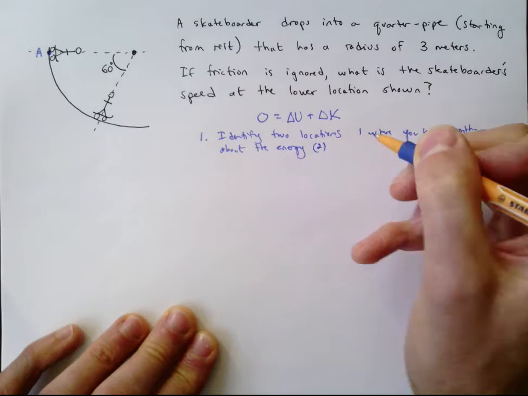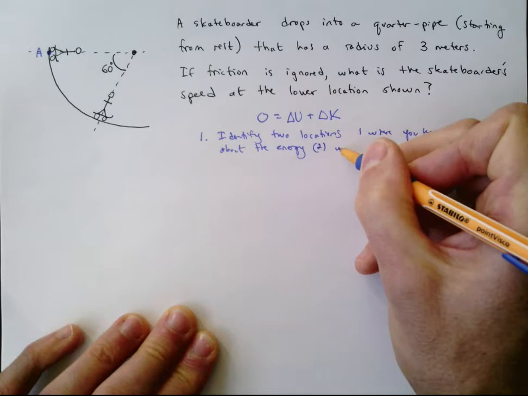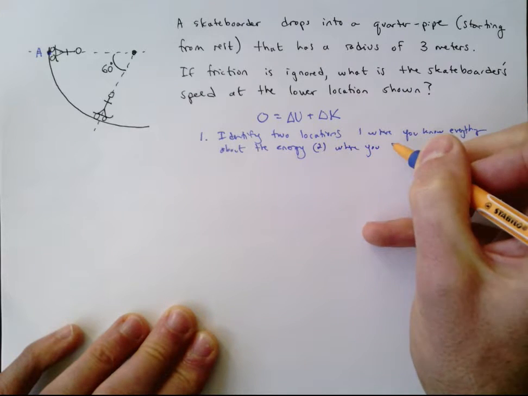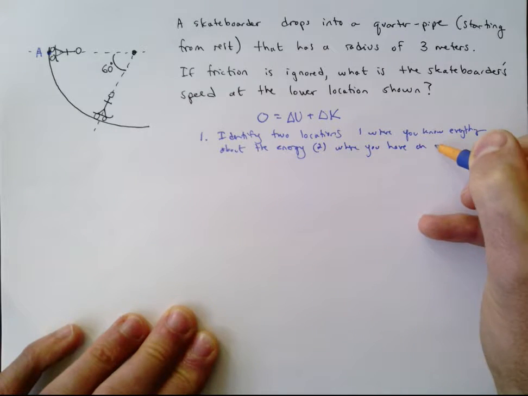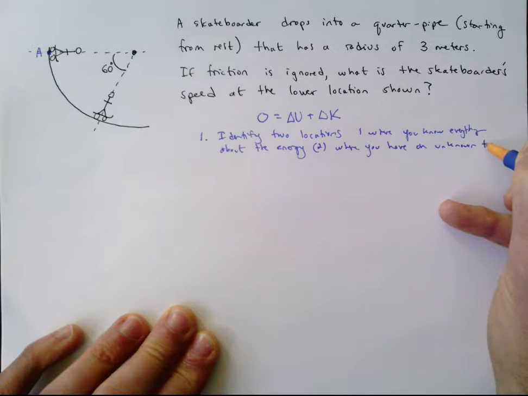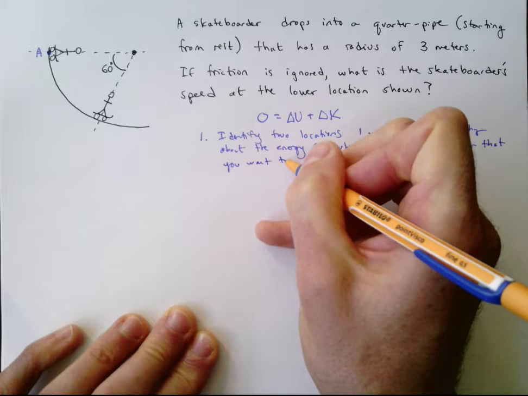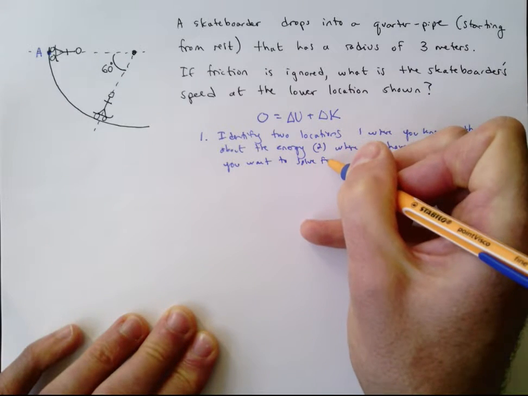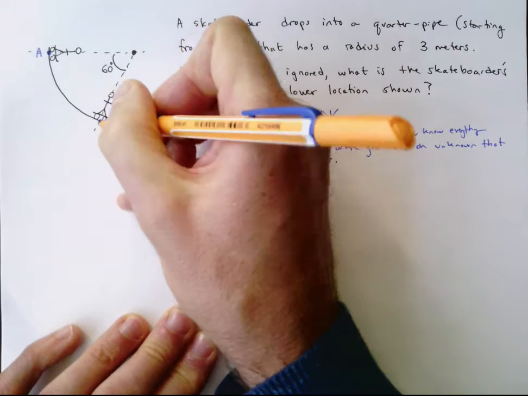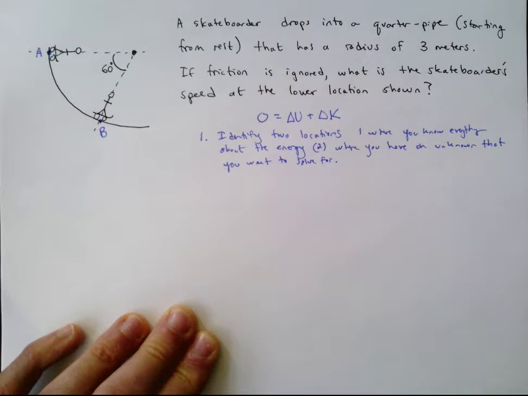The second location is where you have an unknown that you want to solve for. That's going to be right here. We're trying to find the speed at that location.